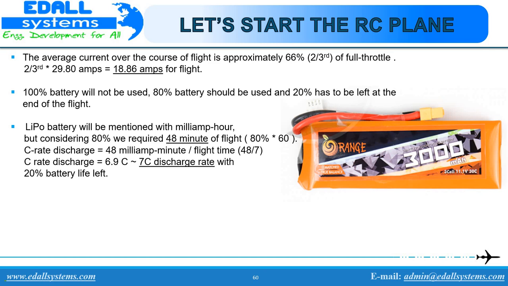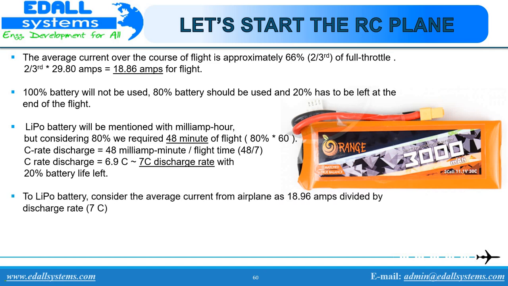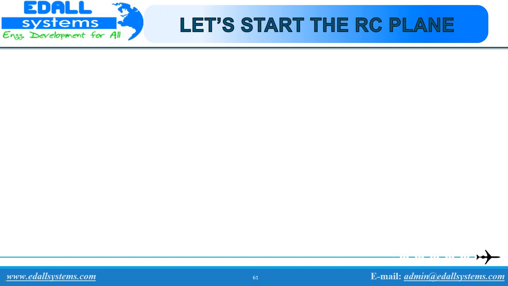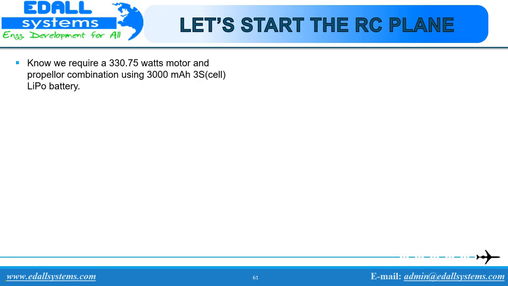To choose a LiPo battery, we have to divide the average current by the discharge rate. Here we have 2709 mAh to 3000 mAh. A LiPo battery of this capacity is required to achieve a flight time of 7 minutes. To choose a motor, we require a 330.75 watt motor and propeller combination using a 3000 mAh 3 cell LiPo battery.